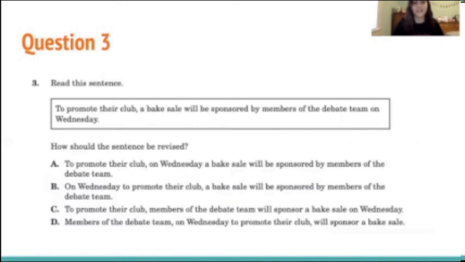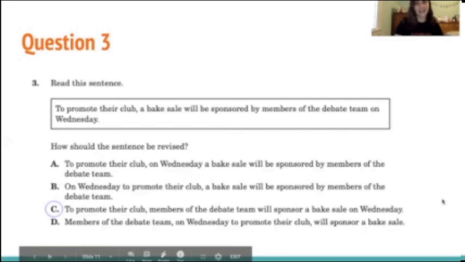Now, question 3 says, to promote their club, a bake sale will be sponsored by members of the debate team on Wednesday. This question is about passive voice. Remember, we want active sentences, which means the subject has to perform the verb. The subject of this sentence, the members, needs to directly perform the verb, which in this case is sponsoring. But because we know this is happening on Wednesday in the future, the verb has to be "will sponsor." These rules make choice C correct.